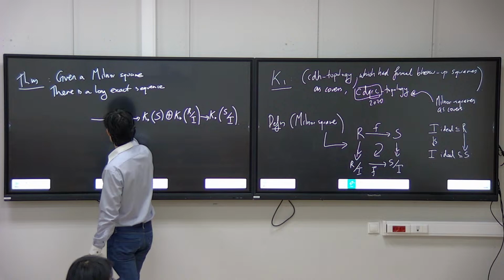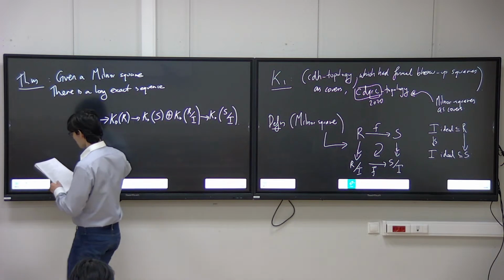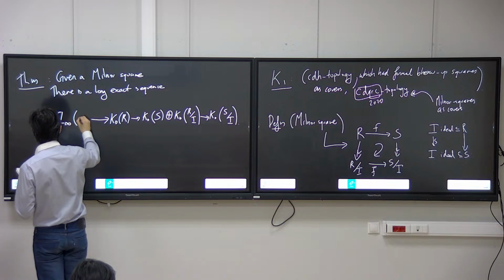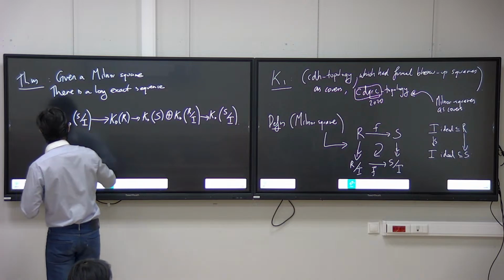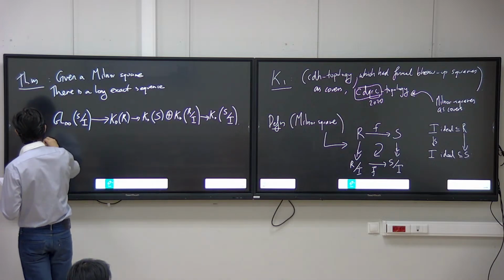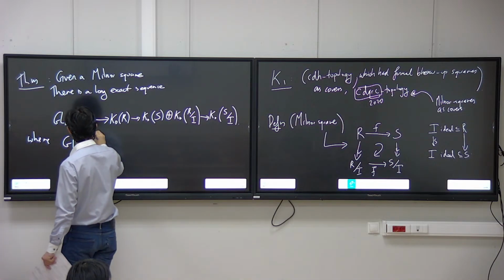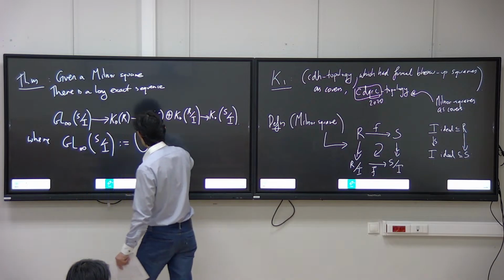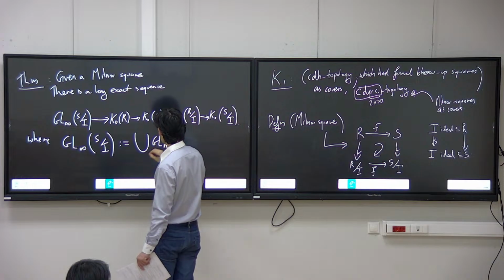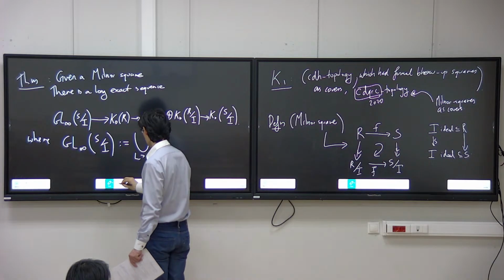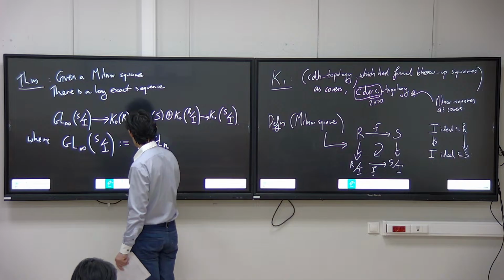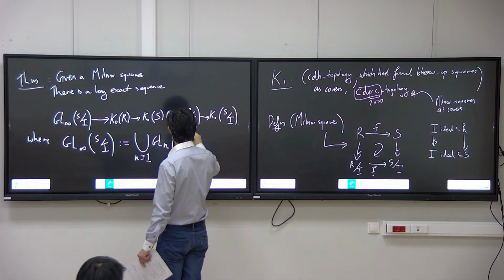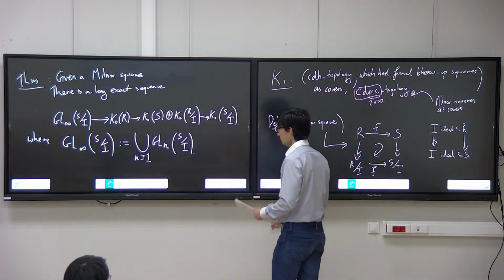And this term appearing here is this so-called GL infinity of S over I, where this GL infinity of S over I is a union across all GL_N of S over I.